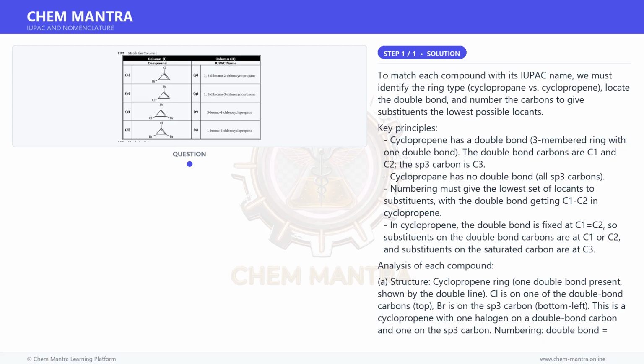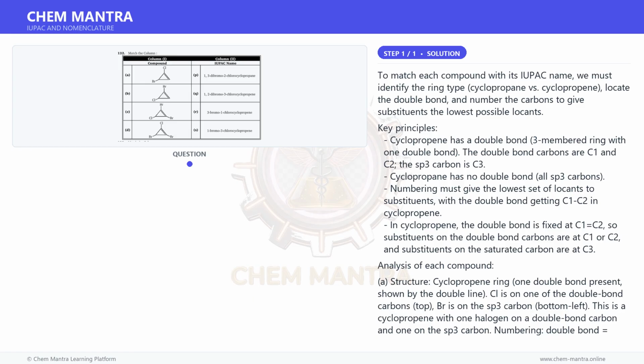To match each compound with its IUPAC name, we must identify the ring type, cyclopropane versus cyclopropene, locate the double bond, and number the carbons to give substituents the lowest possible locants. Key principles. Cyclopropene has a double bond, a 3-membered ring with one double bond. The double bond carbons are C1 and C2, the sp3 carbon is C3. Cyclopropane has no double bond, all sp3 carbons. Numbering must give the lowest set of locants to substituents, with the double bond getting C1, C2 in cyclopropene.